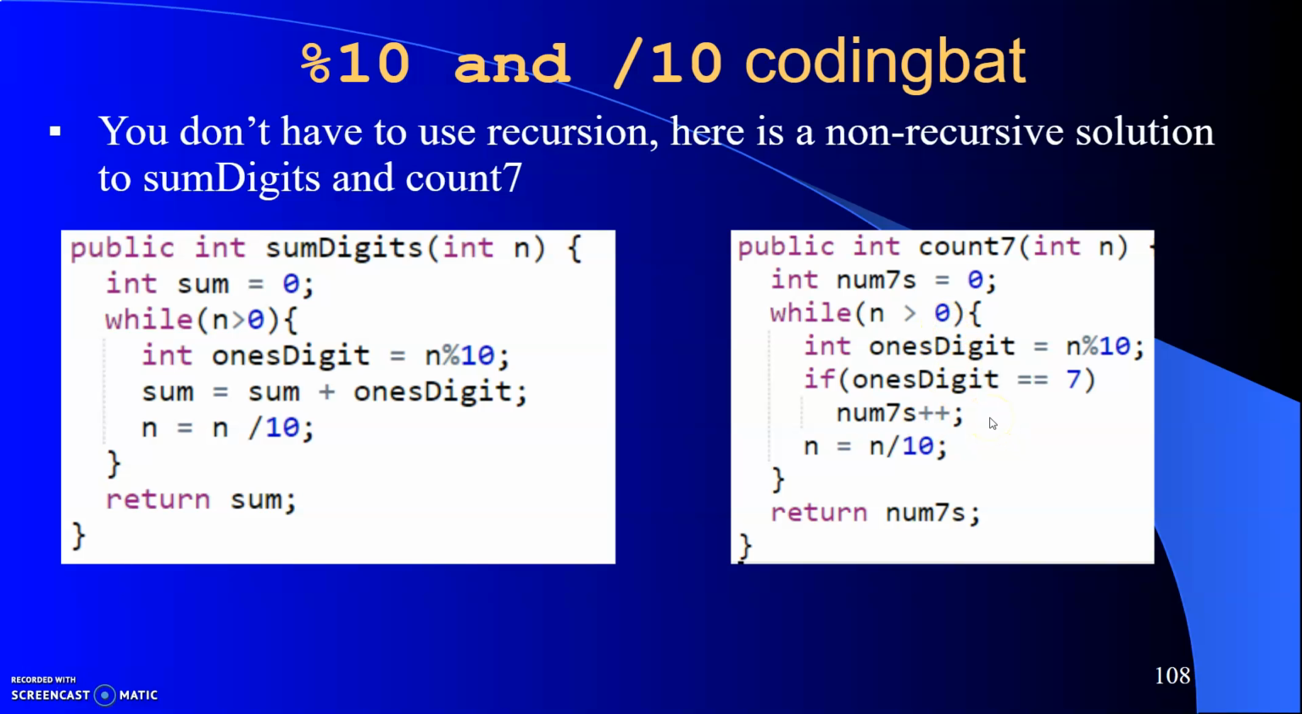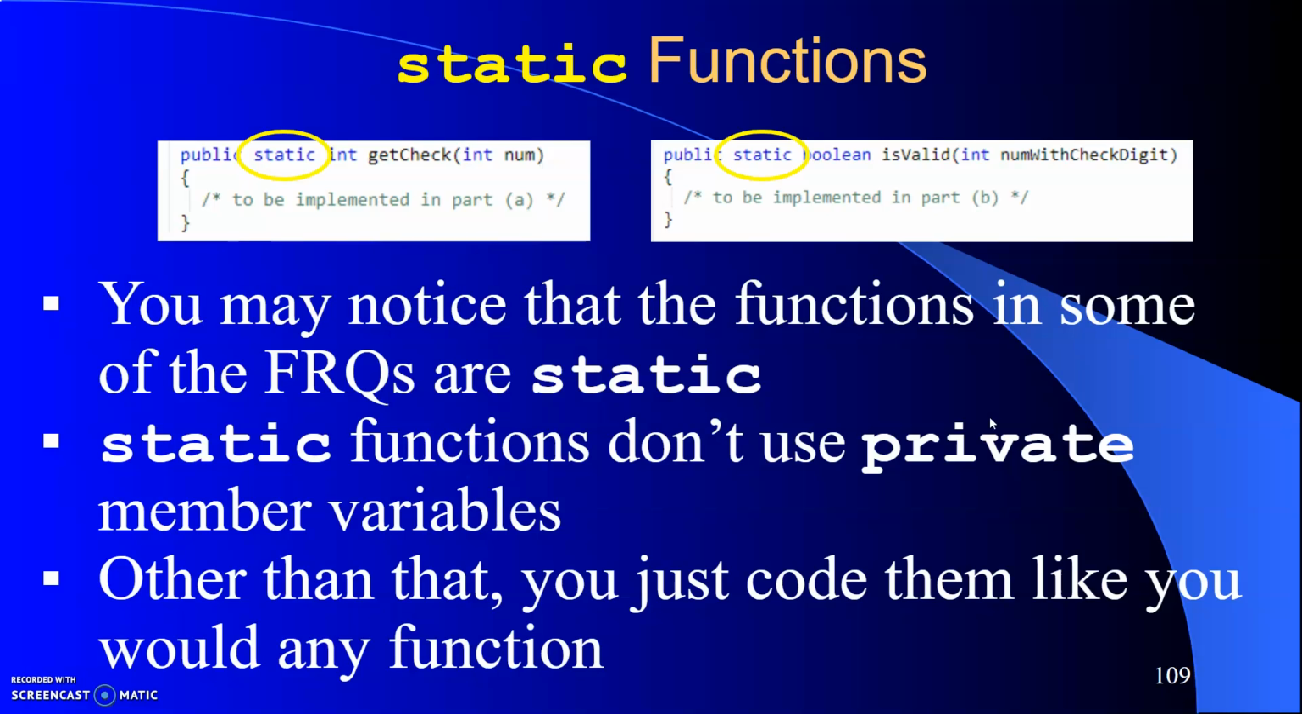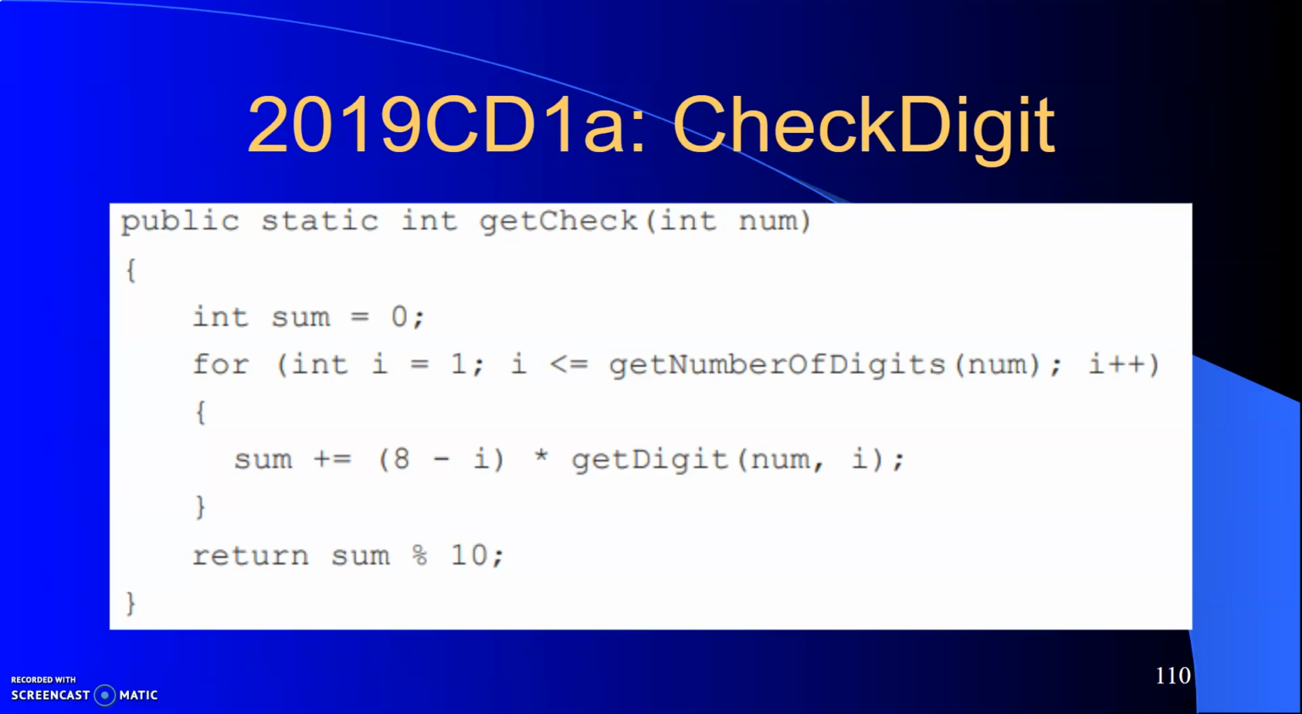So it might be worth taking a look at that and practicing before you do this week's FRQs. You're going to notice that some of them are static. You don't care. When you're coding a static function, you're going to code it the same way as you would otherwise. Static functions don't use private member variables, but the classes that we're working with don't have any private member variables, so you're not going to get confused. You're not going to mess it up. Just code it the way you would, and don't worry about the word static. When you're writing a function, it really doesn't make too much difference.